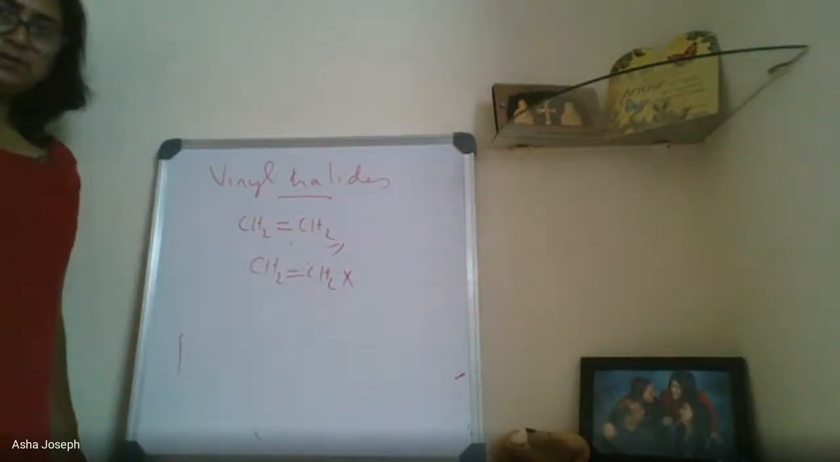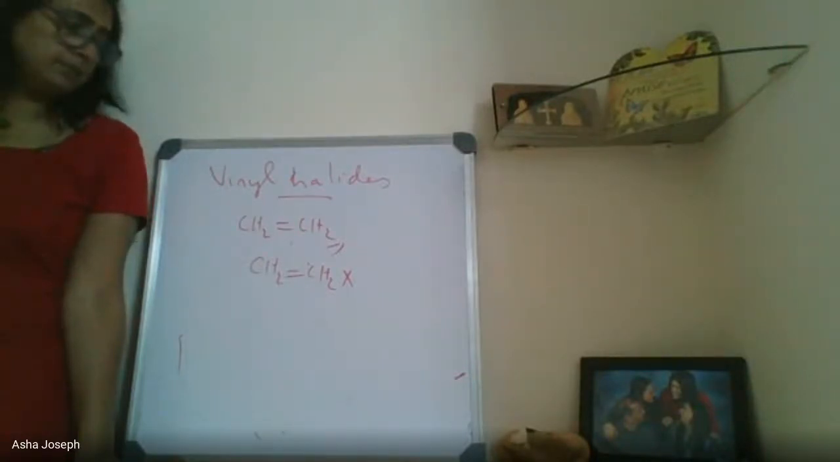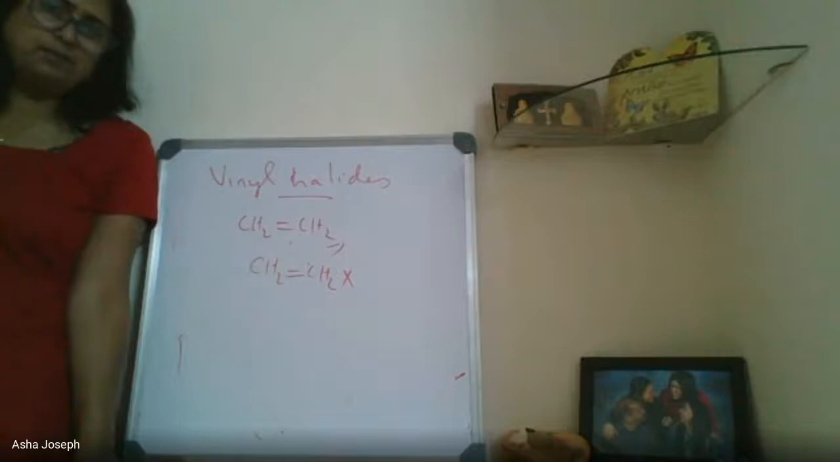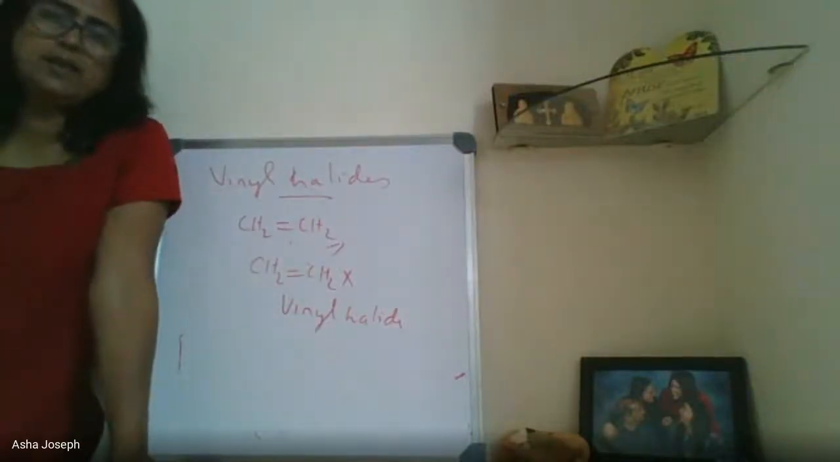All of you understood? So for allyl halide, we took propene, removed one H from CH3 and put a halogen. In vinyl halide, you write ethene and remove one H from any one carbon. Both are the same, ethene, isn't it? So this is vinyl halide. Take ethene, remove one H and put a halogen. It is vinyl halide. Clear?